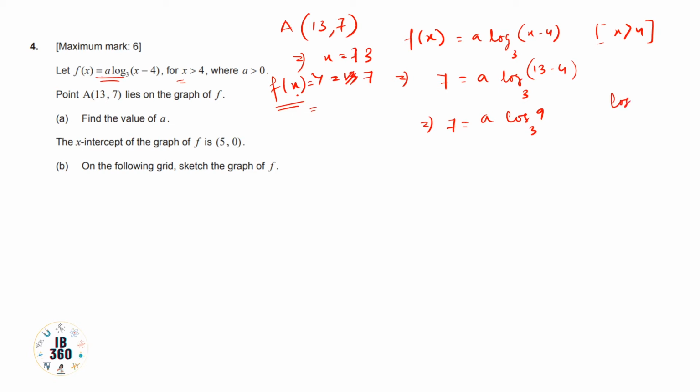Like log base 3 of 9, it is basically asking what is the power x. So basically 3 to the power x equals 9. So from here we are getting x to be 2. So 7 equals a into 2, so a equals 7 by 2. So the value of a is 7 by 2. Find the value of a, that is 7 by 2.